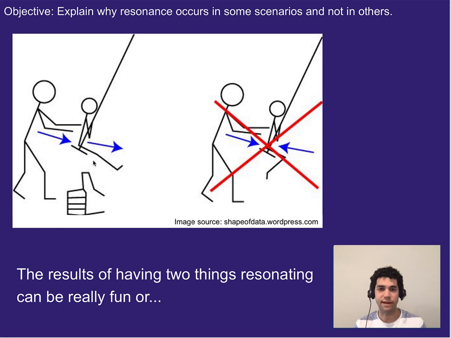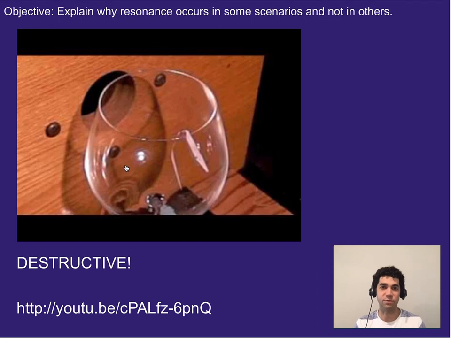The result of having two things resonating can be really fun. So that is one example we've talked about with swings and pushing. But it can also be really destructive if you don't want it. An example of that would be a wine glass. If you cause it to resonate by singing at the right frequency or playing the right note, you can actually cause that wine glass to vibrate. Now, if you think about it, glass doesn't really like to vibrate and shift and move. So that can be very destructive. If you give me a moment, I'll insert that video here.